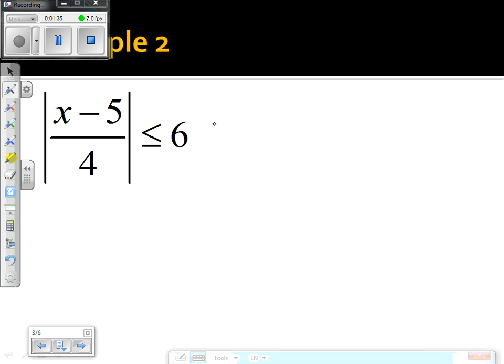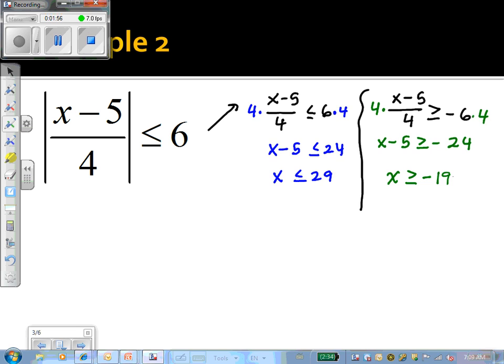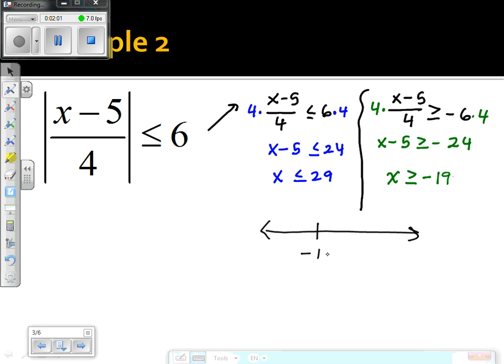Next problem is similar. I'm going to do it over here because it's a little bit out of space. So the first case is just x minus 5 over 4 less than or equal to 6. In the next case, x minus 5 over 4 greater than or equal to negative 6. Okay, and you can solve both of these. And here are the solutions. And if you were to plot it on a number line, what you would find, negative 19 there, 29 there, is that both of these will meet in the middle. So it's the interval in between. And since it's closed, it's going to go bracket, negative 19, comma 29, close bracket. Okay, same as the other one.